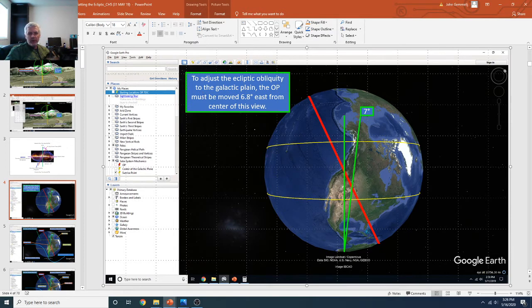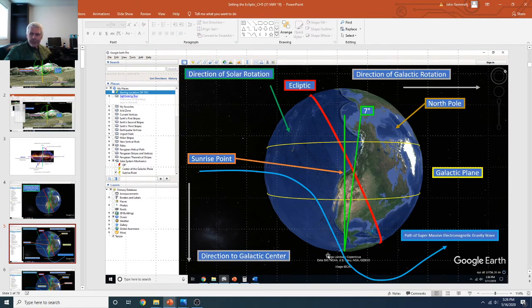All right, okay. To adjust the ecliptic obliquity to the galactic plane, the OP must be moved 6.8 degrees east from the center of this view. Here's the center of my view. Here's my 7-degree bloop over to the east. Alrighty, and there's the galactic plane.